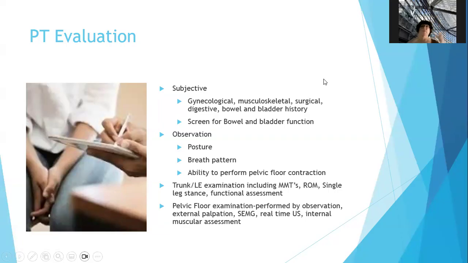Pelvic health treatment, as with every other type of PT treatment, starts with the PT evaluation. So the PT is going to get a lot of subjective information from the patient: gynecological, musculoskeletal, surgical, digestive, bowel and bladder history. They're going to screen for bowel and bladder function because if bowel and bladder function can be a symptom of pelvic floor dysfunction, it can also be a symptom of other things like neurological dysfunction. So the PT is going to bring that all into the evaluation.